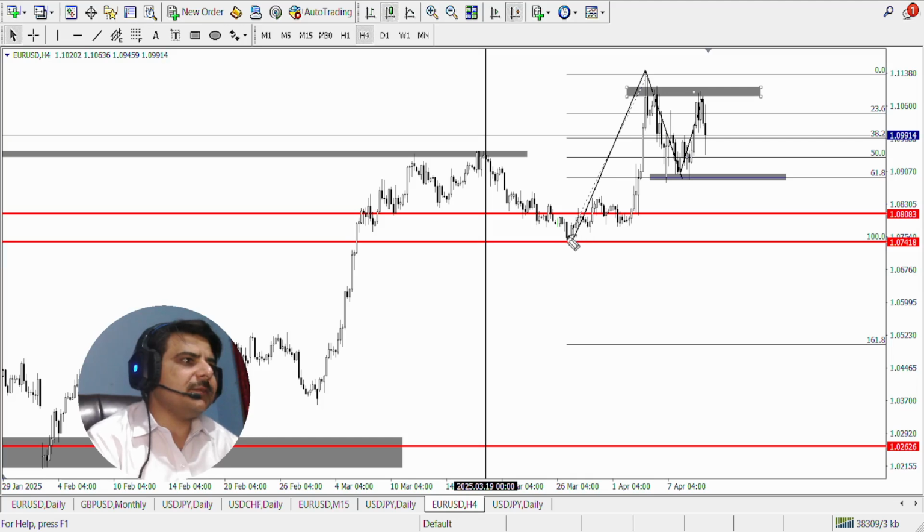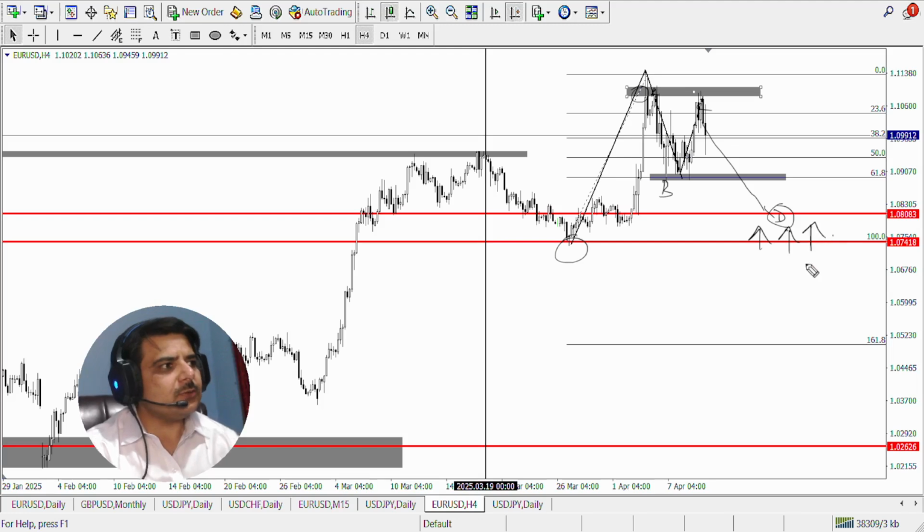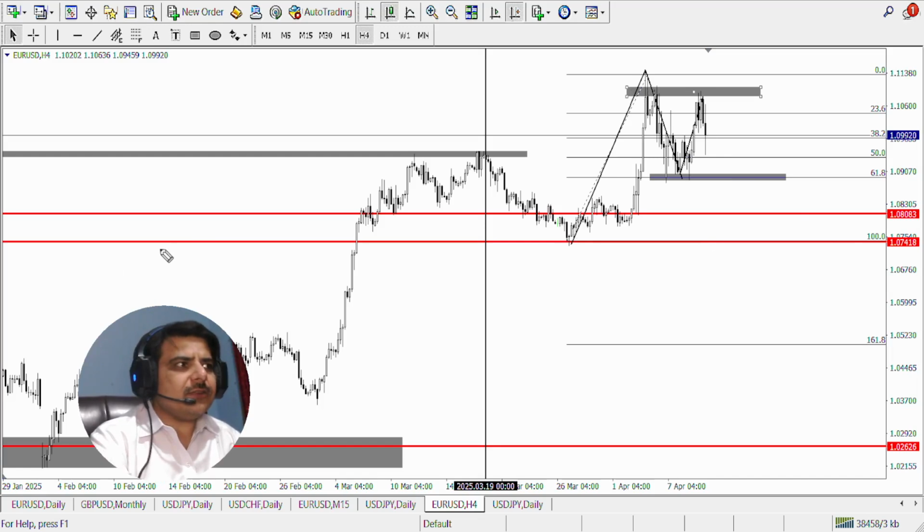So what it did again, it did nothing very fancy. It simply plotted this move, then A, then B, then C, and obviously D is going to be maybe somewhere right here. So if this plan works, it will be even more fantastic, and it will open doors for the bulls to further take buying entries. So it can be one plan on the H4.